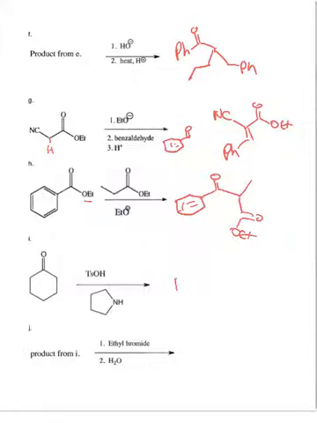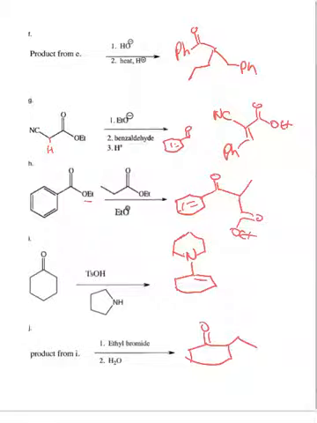In the next one, we form the enamine, which is a single bond to the nitrogen, double bond, 6-membered ring. So we get the enamine, and then the enamine is going to react with the ethyl bromide to do an SN2 displacement, and then we cleave the imine and we get the alpha ethyl compound.